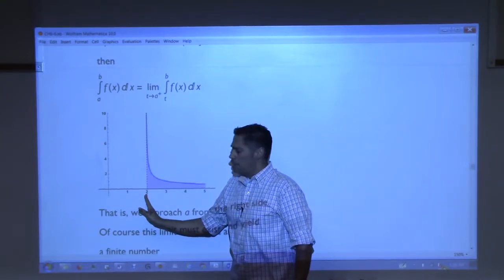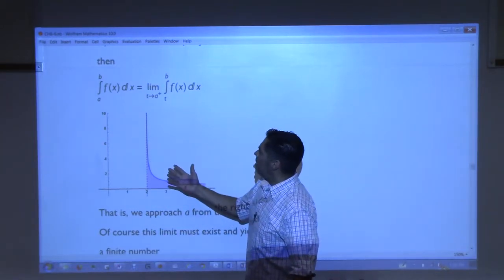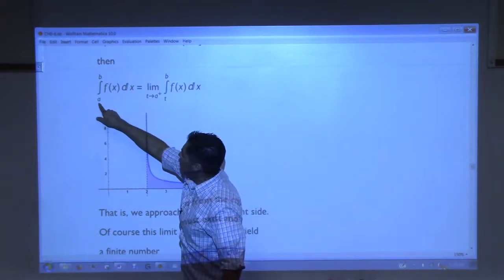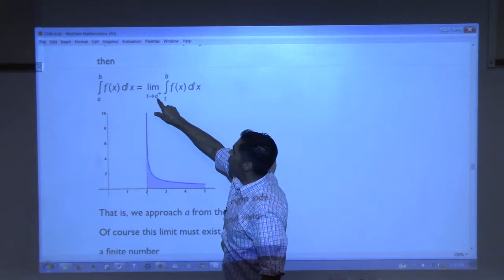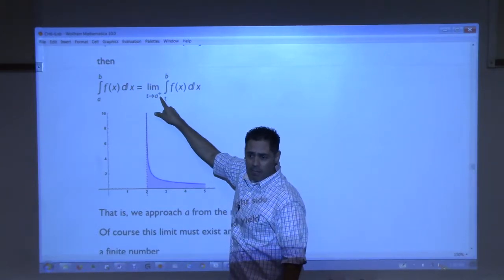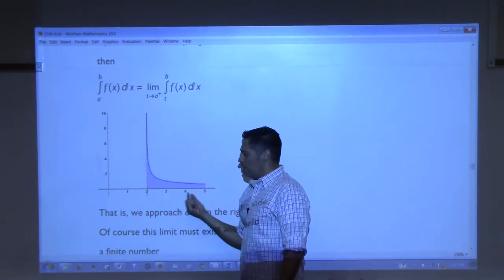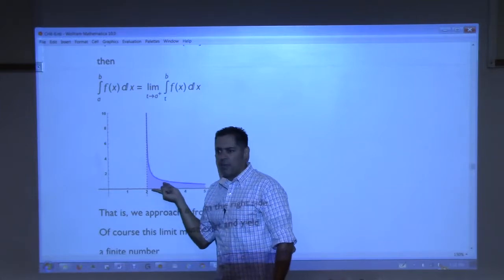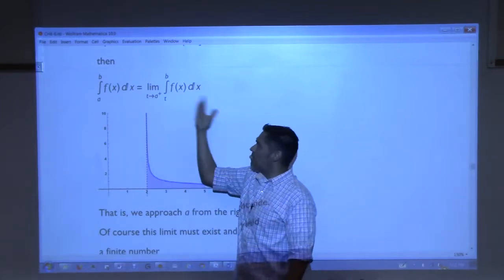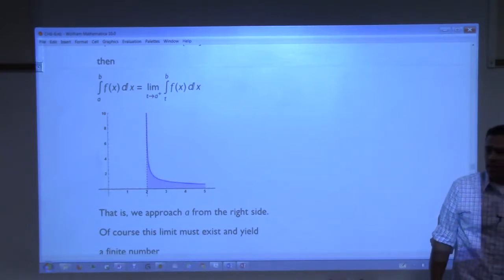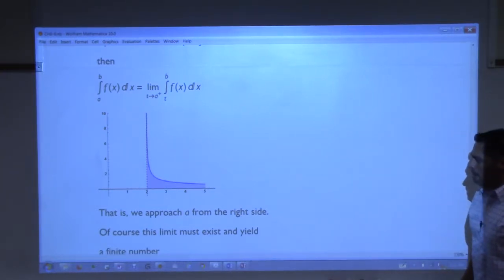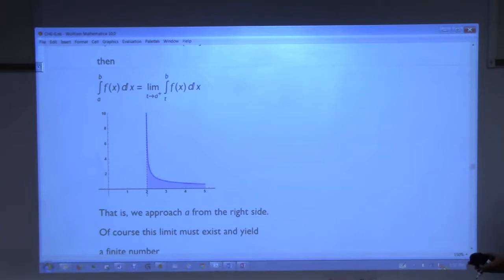Now, same idea, but this time let's have a problem at the left endpoint, at A. Then we're going to do the same setup, except because A is the problem, we're going to replace A with T, and we are going to let T approach A this time from the right, because our interval goes from A to B, right? So we're going to approach A from the right. And then we take that limit, and hopefully it exists, and hopefully it's a finite number, and then we have an answer and it converges. Yes? Okay.